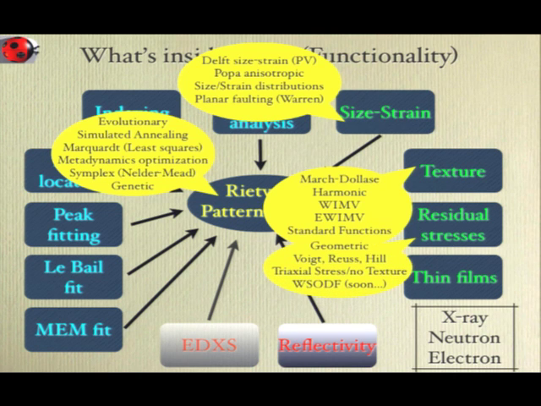So we deal with residual stress. Actually, for residual stress, we have the geometric mean, Voigt, Reuss, Hill, or simple triaxial stress without texture. So we couple texture and residual stress, or this is the weighted strain ODF, the method of Popa-Balzar derived from the Wang method.